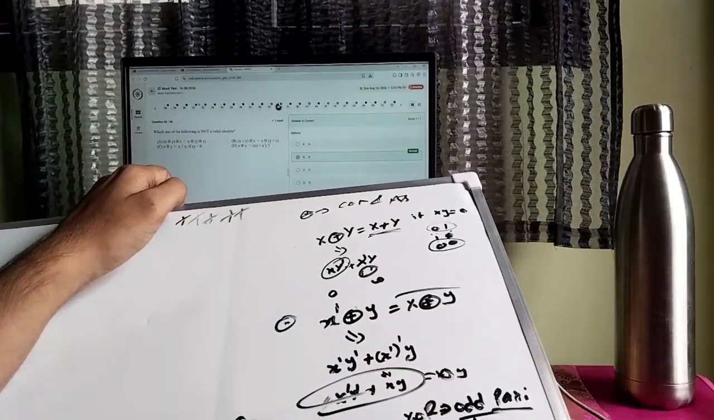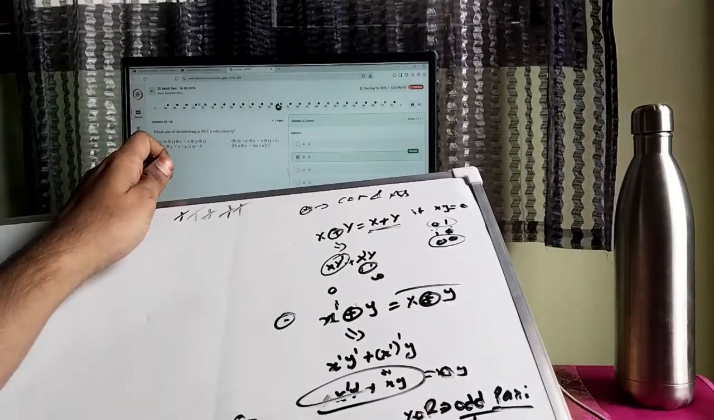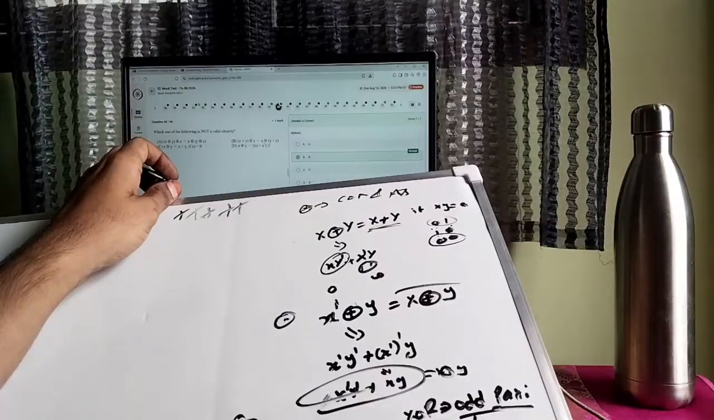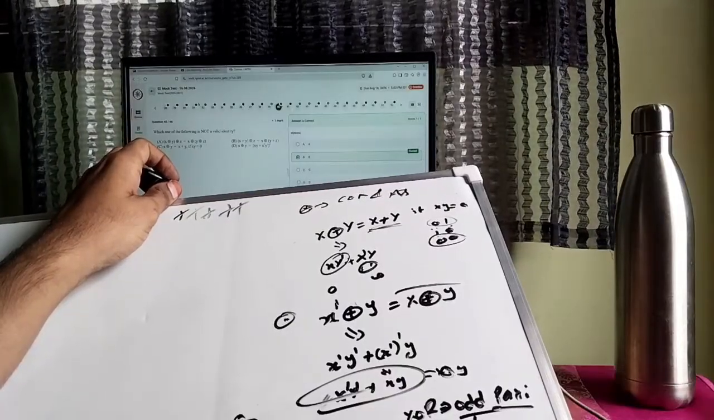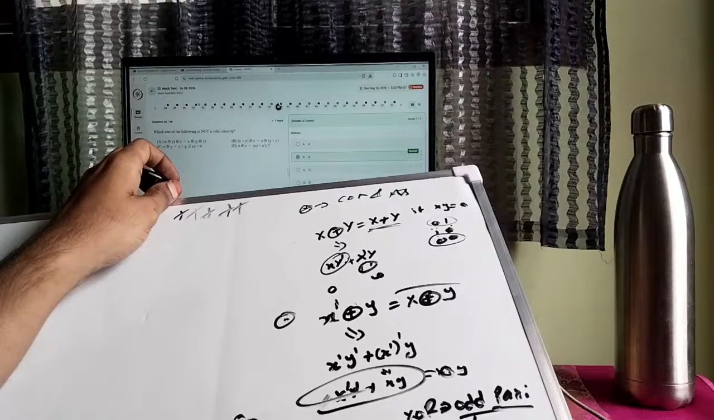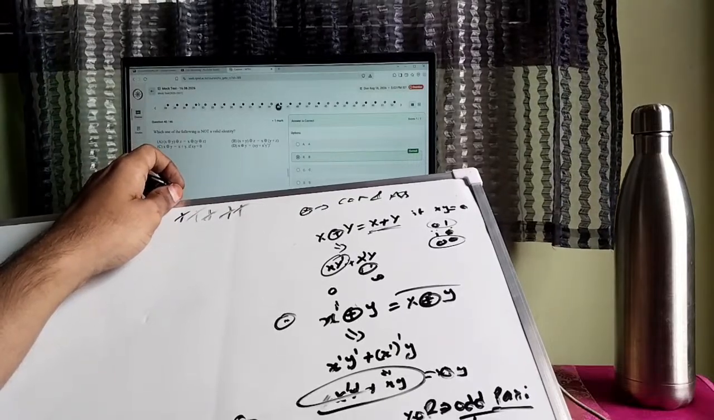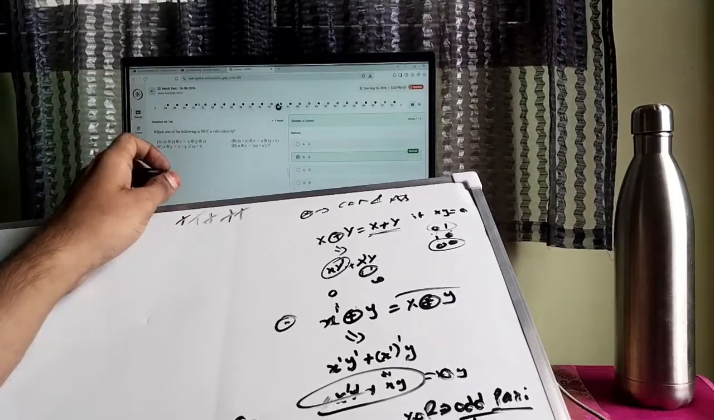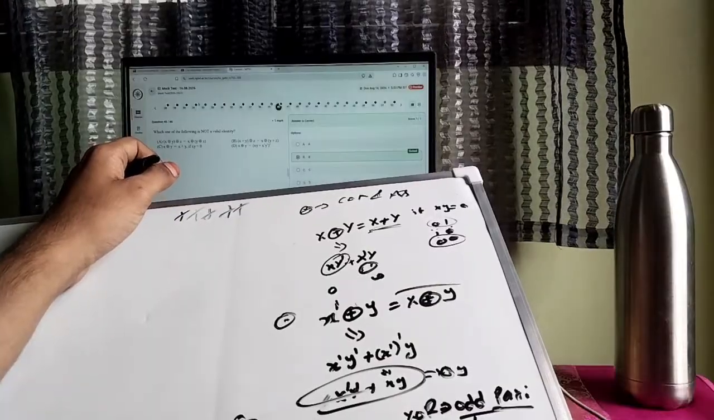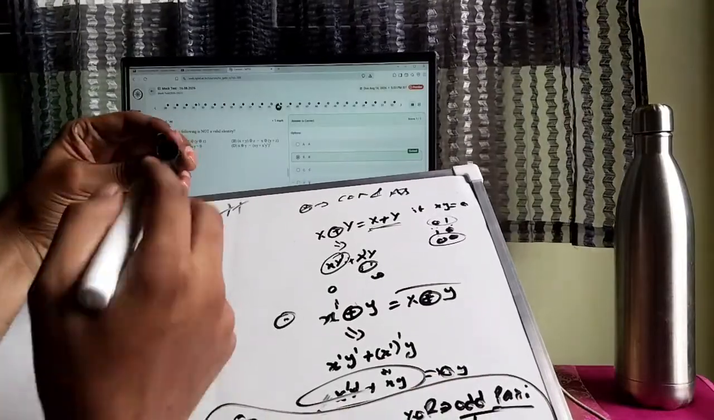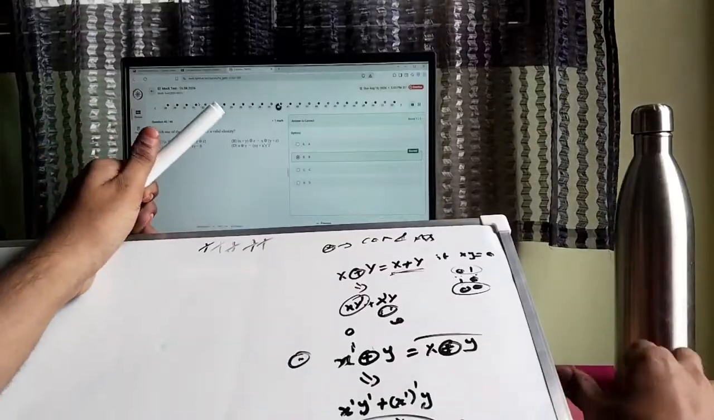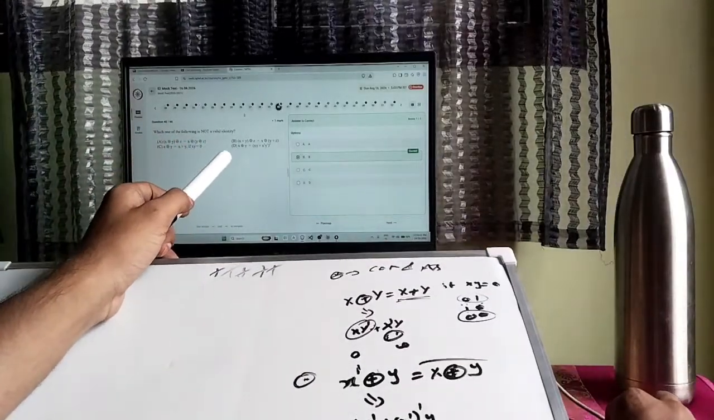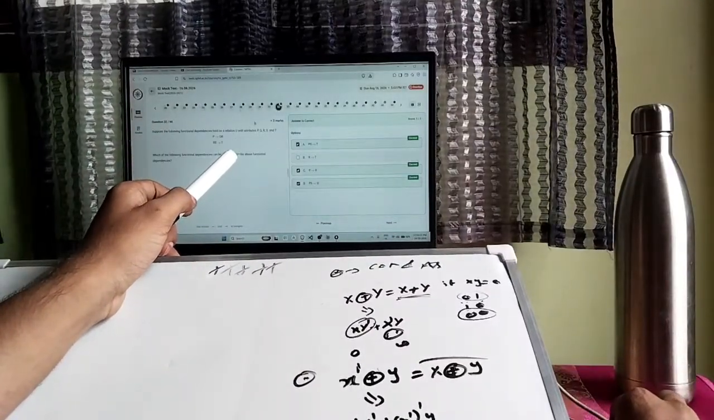That's all. If there is an odd number of ones, then the output will be 0. So if this is 1 instead of 0, then there are an odd number of 1s, and the output will be 0. This is one important concept which I learned from one discussion. So anyway, question 32.